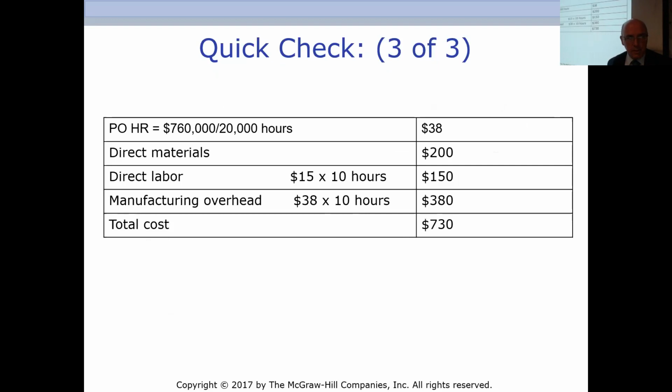The POHR, 760 divided by 20, that's 38. Direct materials, 200, that was given. Direct labor, we could figure that out. 15 times 10 is 150. Manufacturing overhead, we figured that out, was 38 per unit times 10 because there were 10 hours involved. So we add that up, that's 730. So the correct answer is D.